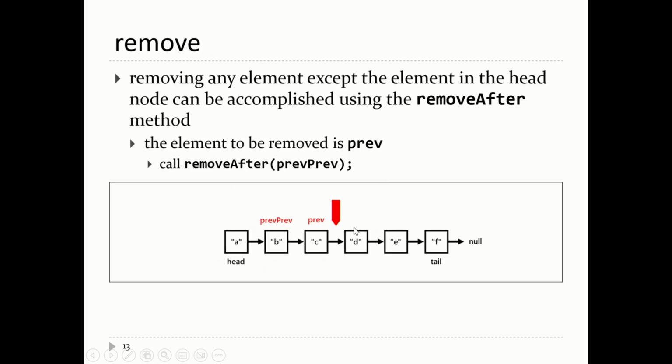Okay, so what about removing an element? To remove any element except the first element in the sequence, you can just use removeAfter. We've got previous-previous. So to remove the node previous, it's easy. You just call removeAfter, and away you go. There's a special case where you remove the head node, the first node of the list.